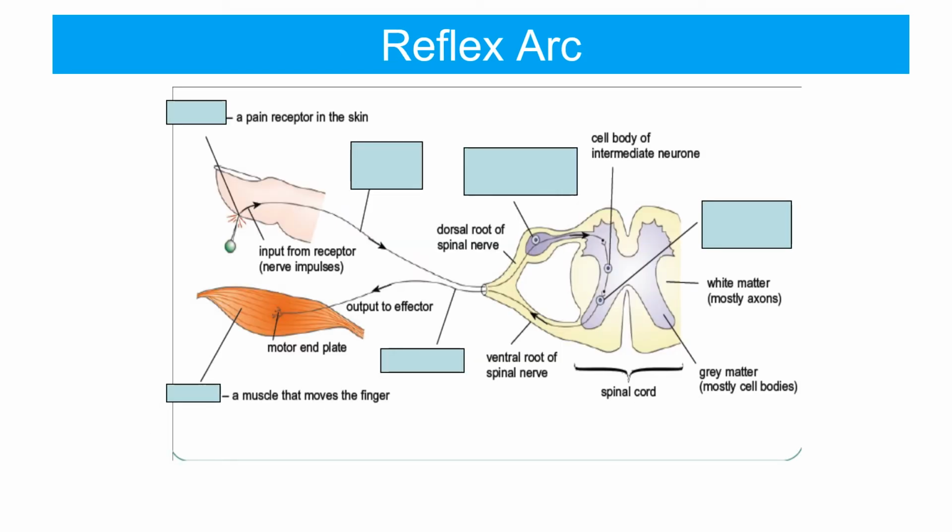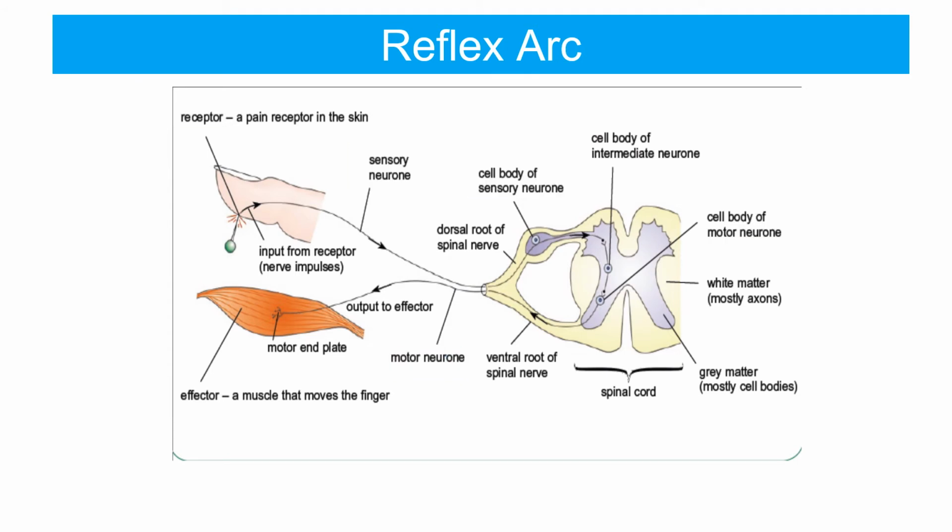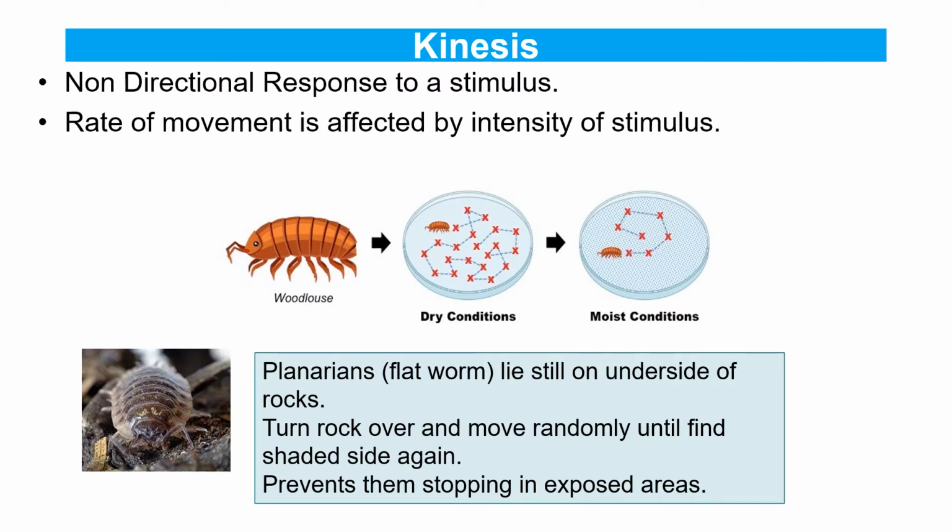And you might get an example like this. So again, exactly the same thing, just a different version of it. So you have the receptor in the skin, sensory neuron, relay neuron, motor neuron, and effector. Now there are lots of different types of behaviour and responses that we can have. So you could have a question on this in an exam, and often a lot of psychology areas.